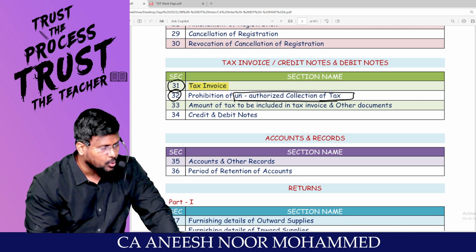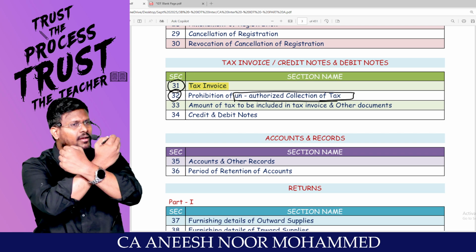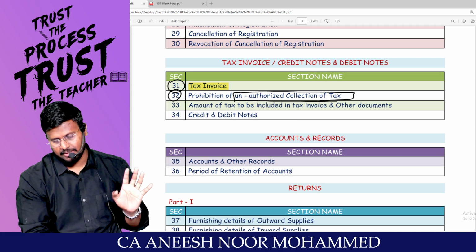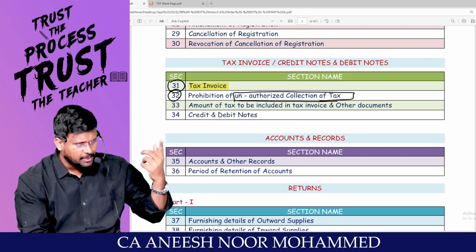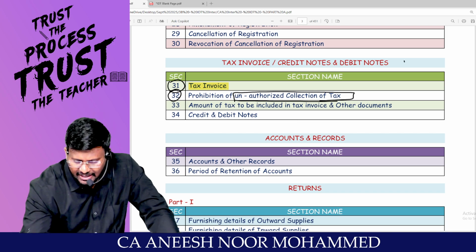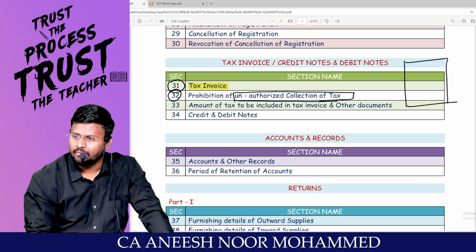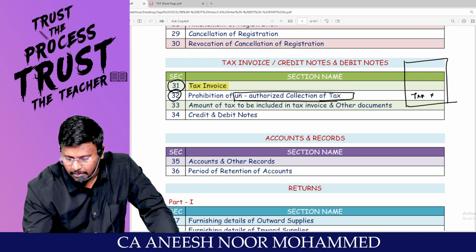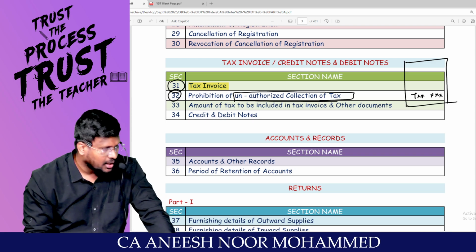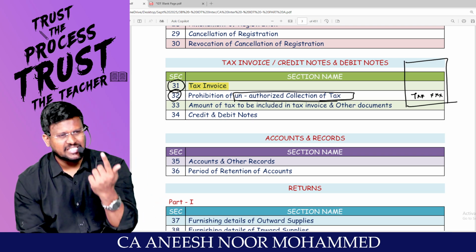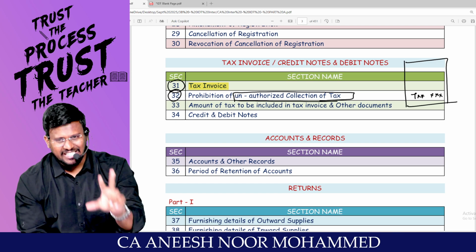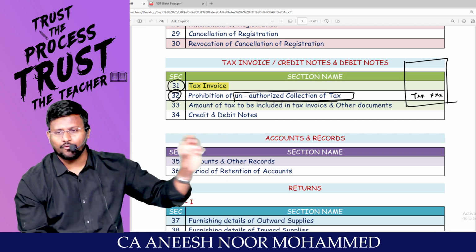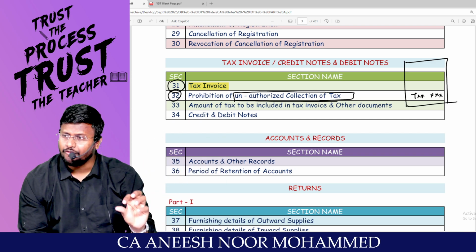Sir, section 32 is saying prohibition on unauthorized collection of what? Tax. So, in order to collect tax, I am supposed to raise the tax invoice. In that tax invoice, my dear lovable students, I should show the tax amount. I should show specifically how much is the CGST, how much is the SGST, how much is the IGST. Particularly, if you see any bill, they will say CGST at the rate of 2.5%, SGST at the rate of 2.5%.